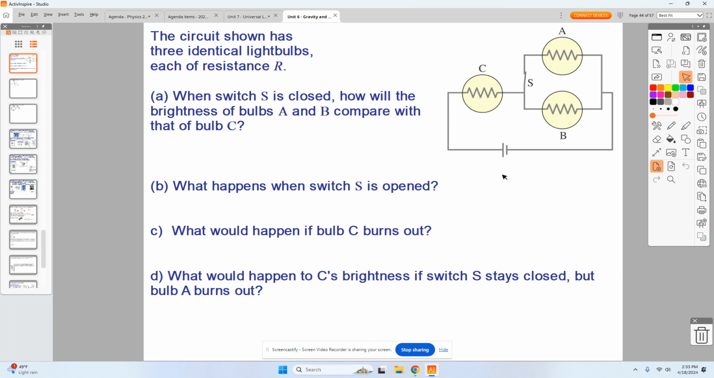We have four questions that I'd like to consider here. And in each case, I'd like you to consider this, talk it over with the person that you're sitting next to. When switch S is closed, how would the brightness of bulbs A and B compare to that of C? Think about that for a second. Talk it over with the person that you're sitting next to. How will those brightnesses compare? Take a moment. Go.